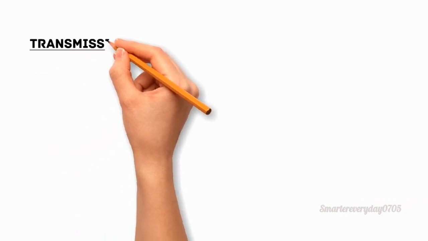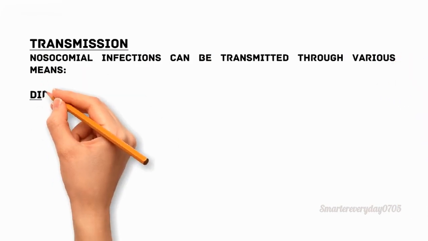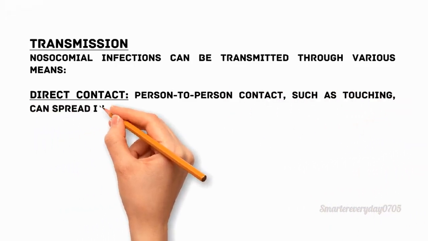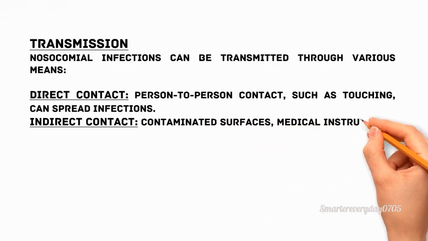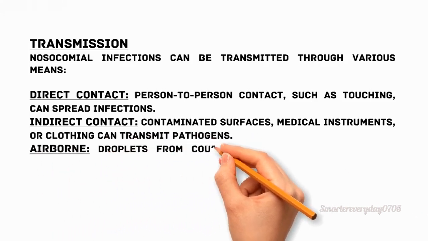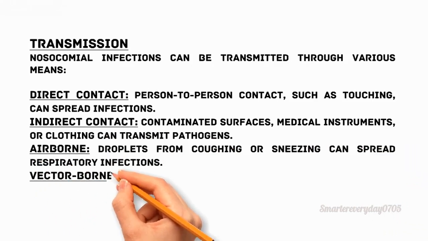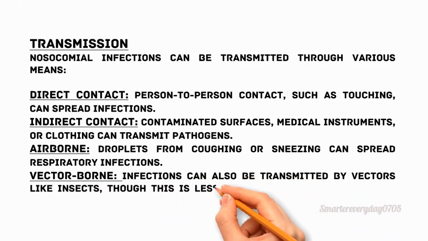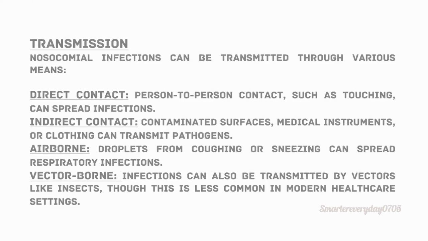Transmission. Nosocomial infections can be transmitted through various means. Direct contact. Person-to-person contact, such as touching, can spread infections. Indirect contact. Contaminated surfaces, medical instruments, or clothing can transmit pathogens. Airborne. Droplets from coughing or sneezing can spread respiratory infections. Vector-borne. Infections can also be transmitted by vectors like insects, though this is less common in modern healthcare settings.